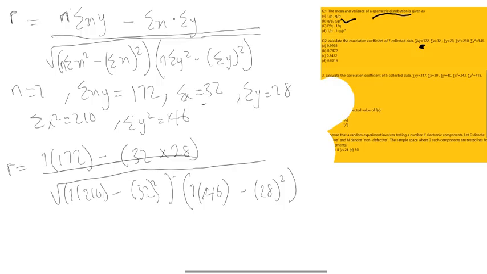All right. So r is going to be equal to. I'm going to calculate the upper values first. We have 7 multiplied by 172 minus 32 times 28, and this gives us 308. So I'm going to write it here, 308. Then for the values at the bottom, you just use your calculator to be faster, to avoid errors. 7 times 210 minus 32 square. Alright, then you open another bracket, so you have 7 times 146 minus 28 squared.